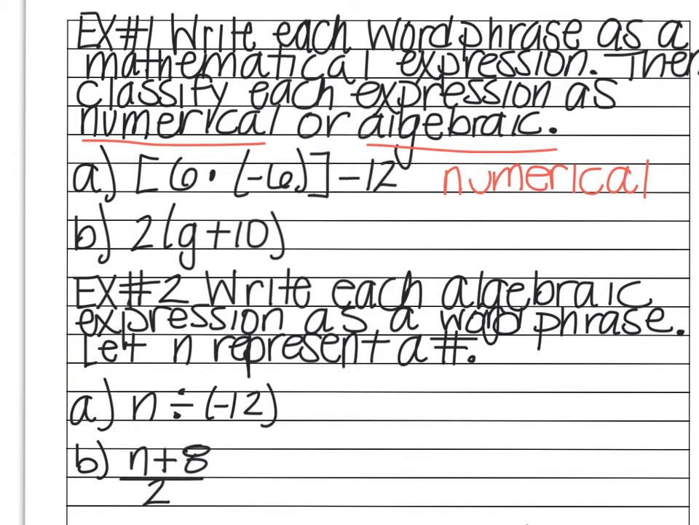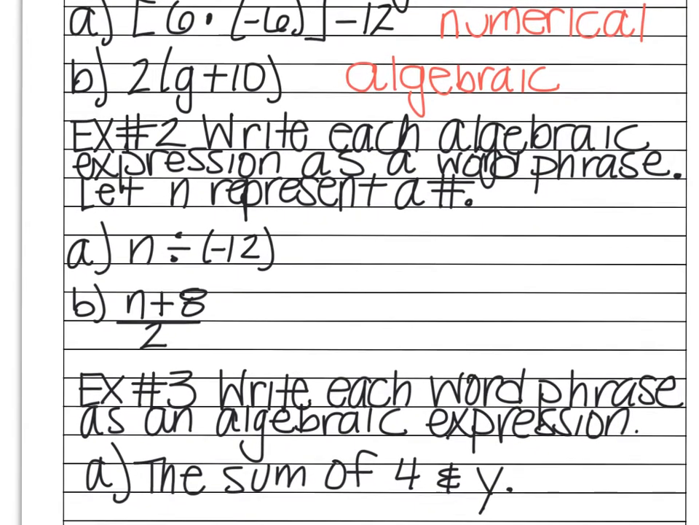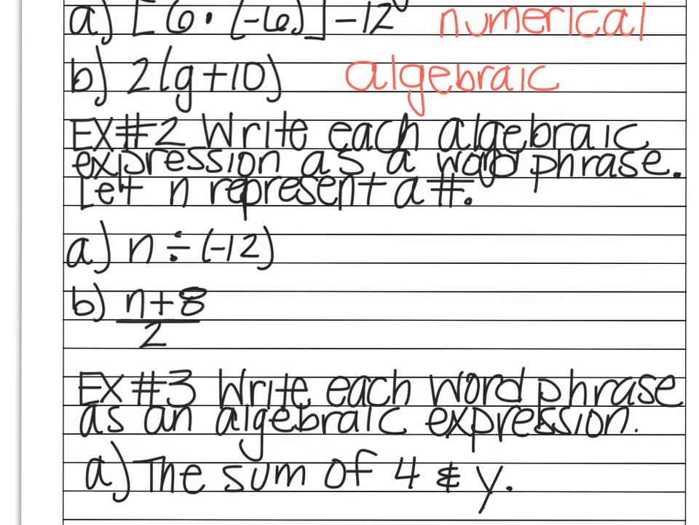When you look at B, we have g, which is our variable, so you know that this expression is algebraic. Let's go on to example number 2. It says, write each algebraic expression as a word phrase. Let n represent a number. So n is going to be the variable. So we have n divided by negative 12.